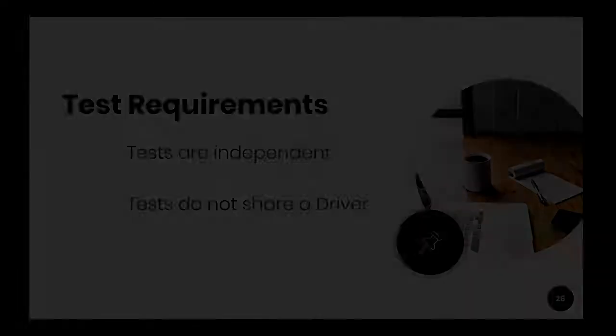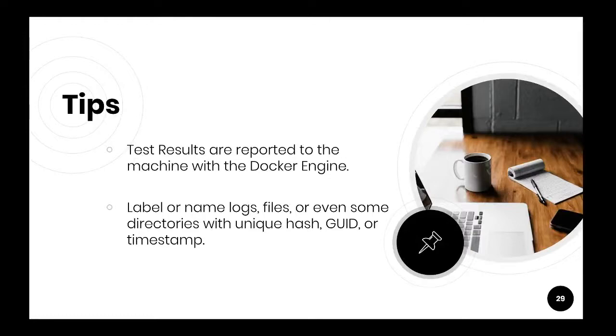A couple other things to note is that test results are reported to the machine with the Docker engine, or your main manager nodes. This is currently my laptop, so my test result.xml file or any screenshots or logs will be saved to my laptop. This obviously doesn't apply if you're running in a configuration where these are saved elsewhere, like an S3 bucket. And lastly, I think it's helpful to label or name logs or files or even some directories with a unique hash or timestamp, just because you don't want anything to be overwriting each other since you're running tests at the same time.